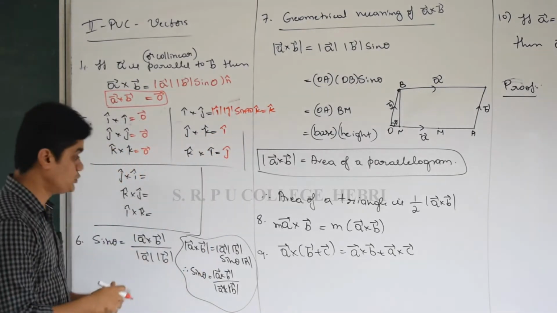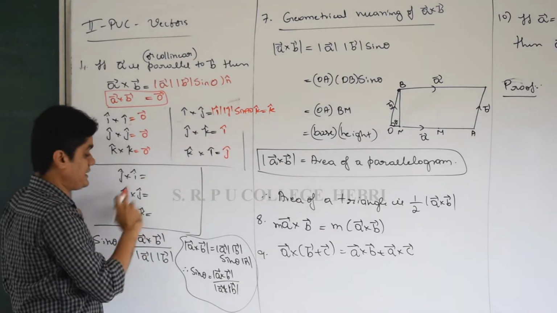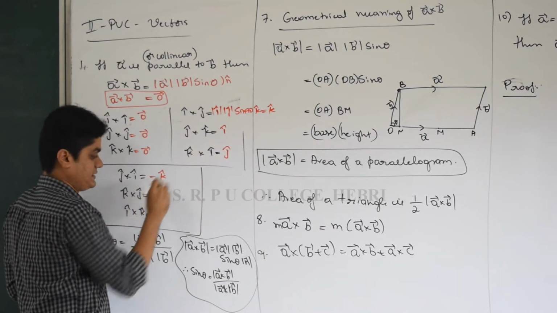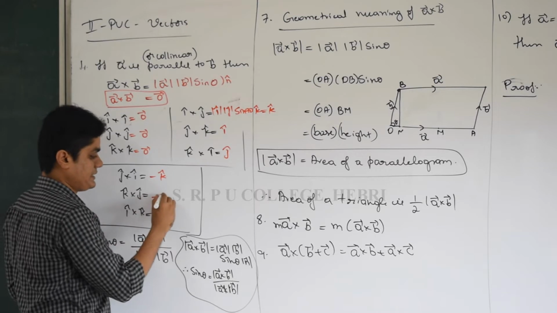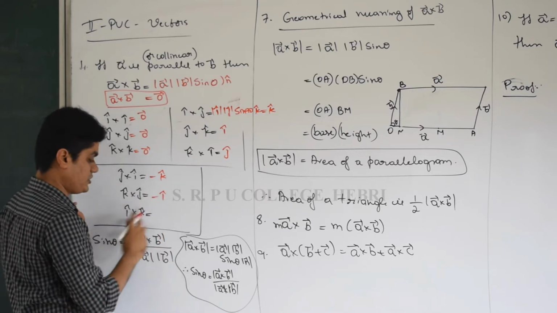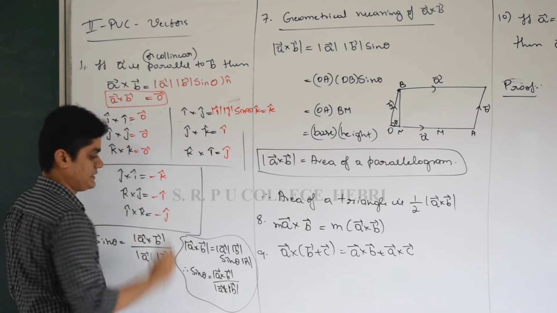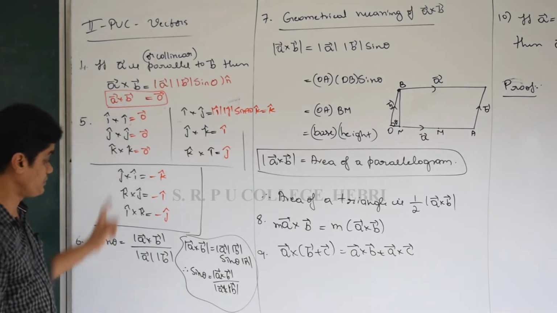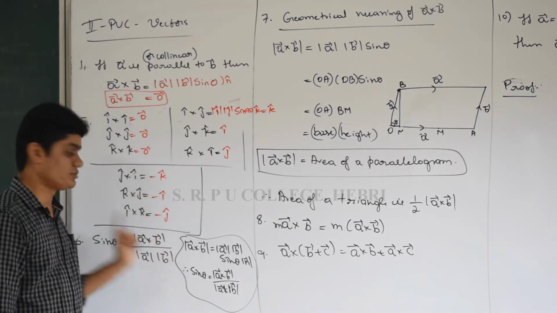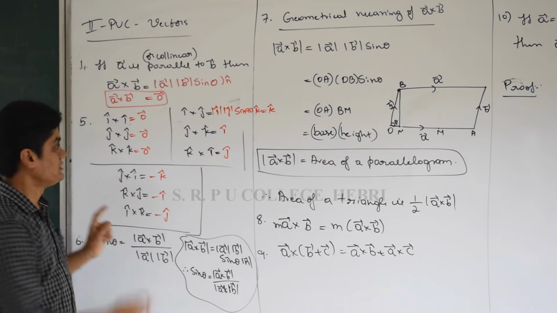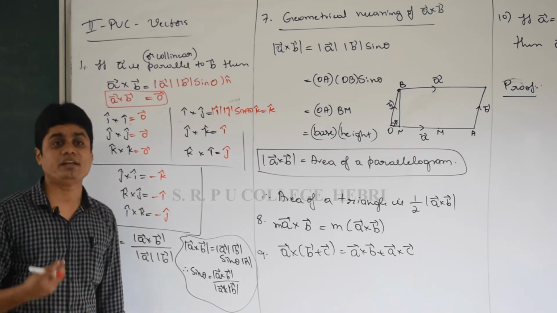But if you rotate the other way, I cross J is K, and J cross I becomes minus K. K cross J becomes minus I, because of the anti-commutative property. I cross K is equal to minus J because of the anti-commutative property. Remember these three with the minus sign. So these are the dot product, cross product between unit vectors.